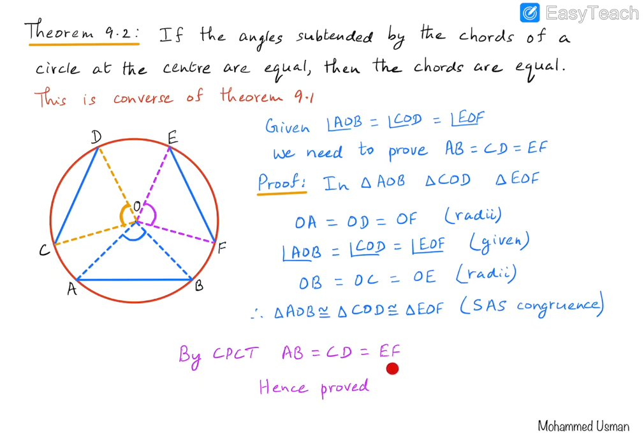So therefore, we have proven that if the angles subtended by the chords at the center of a circle are equal, then the chords are equal. So the chord AB is equal to the chord CD, which is equal to the chord EF. So if the angles subtended by the chords are equal at the center, then the chords are also equal. Okay, hence we have proved that.